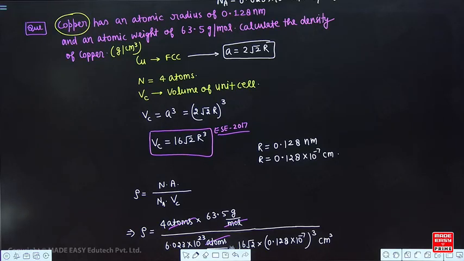Arpit, the value of Avogadro number should be memorized. They may not give it because it is considered to be a universal constant.